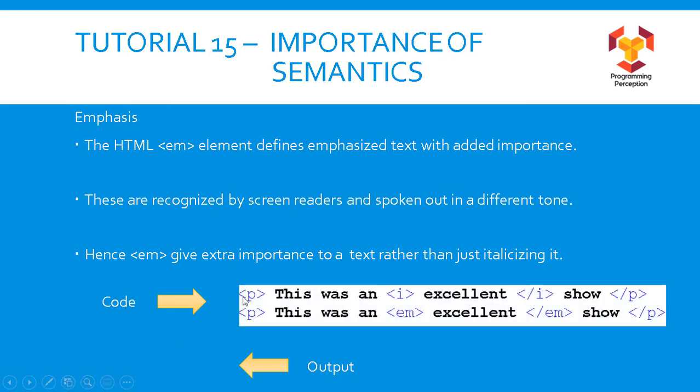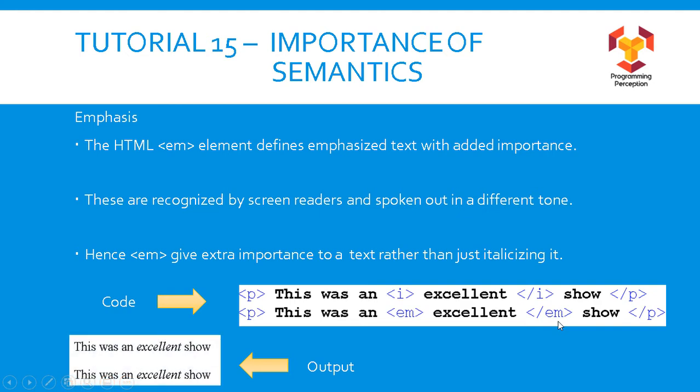Now let's see the code and the output of this element. You can clearly see there are three different tags that we have used: P for paragraph, I for italics, and EM for emphasis. Actually, I and EM are both used to make this word italic, but EM will also make this word spoken out by the screen reader with a different tone, right? So if you see the page, the output will appear the same, but this text which is in the EM tag will actually be emphasized when the screen reader is going to read it.